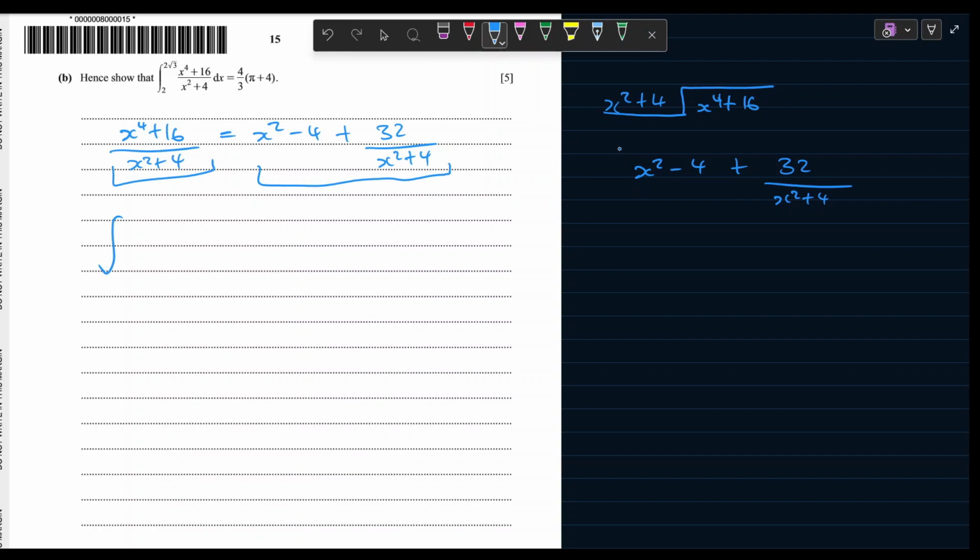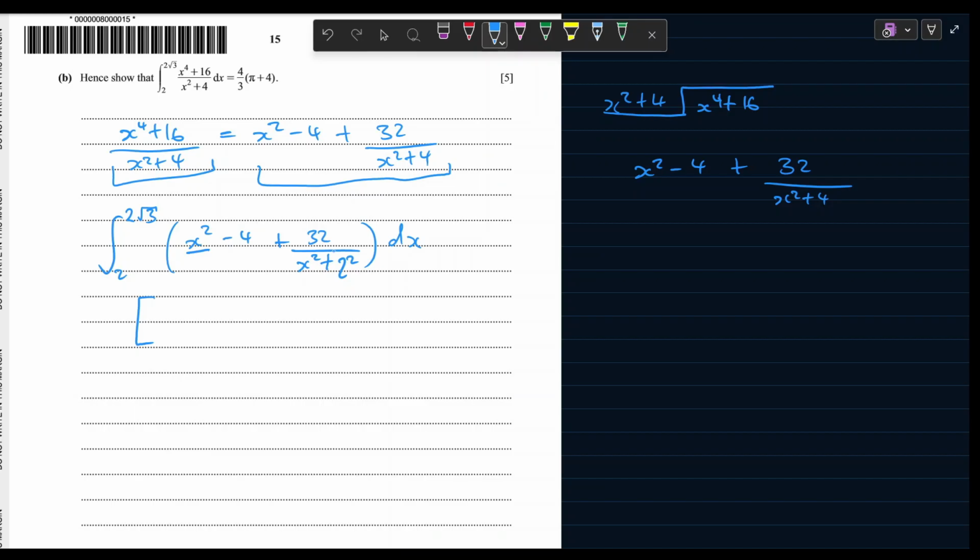So that's the integral from 2 all the way up to 2 root 3 of x squared minus 4 plus 32 over x squared plus 4, and this is with respect to x. In fact, I'll just write the 4 as 2 squared. I'll explain it in a second. 2 squared. So now let's integrate.